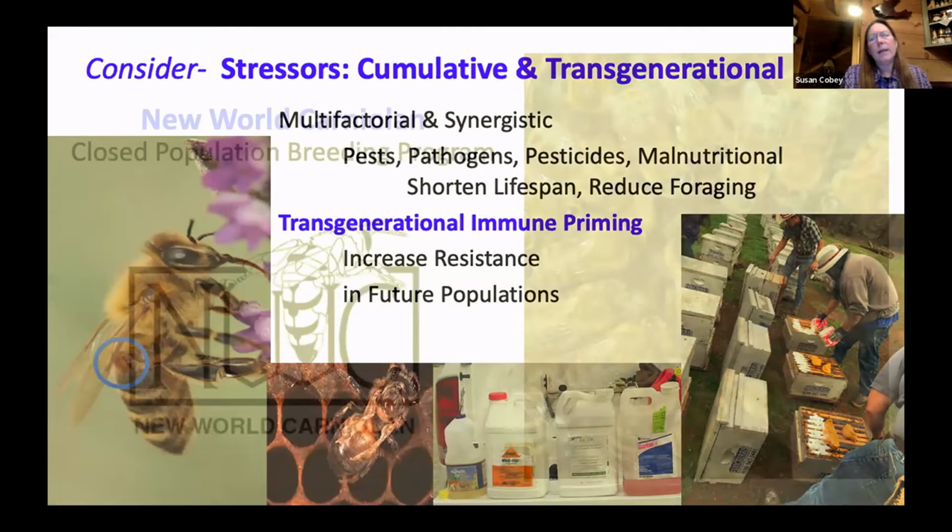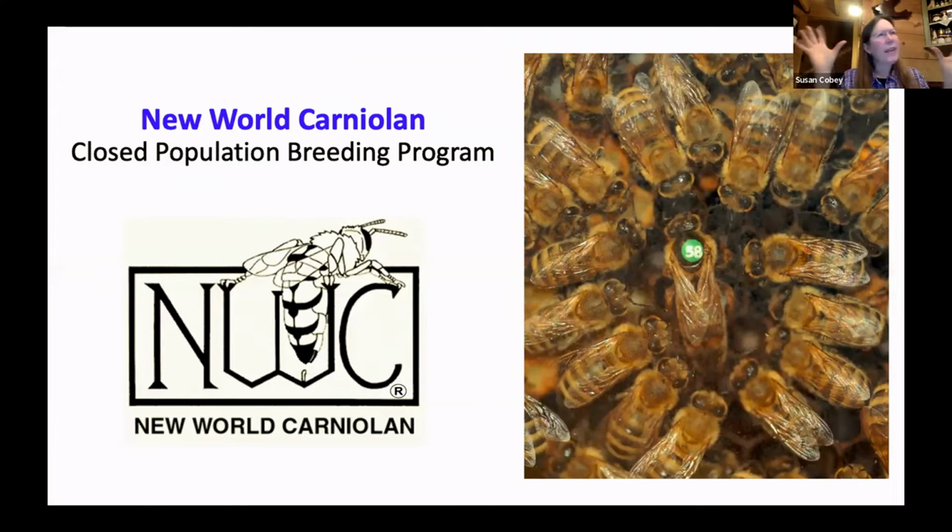But okay, so I've been thinking about this a lot. I'm stepping out of my New World Carniolan closed population just because it's time, and looking back at this whole thing. I've gone through 40 generations with this, which is impressive. But the key to the longevity of this program is the simplicity of it. And that may be initially being young and a bit naive going into that program, but I had some really good teachers.